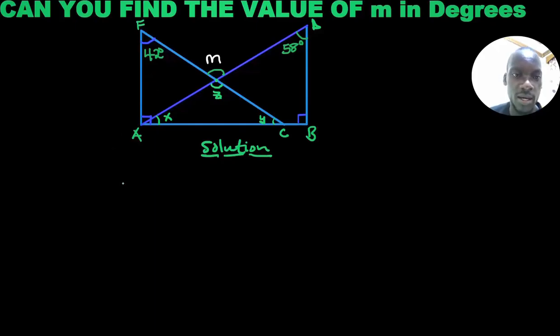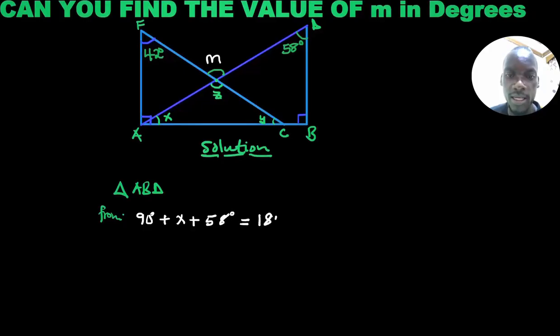For example, if I consider triangle ABD, so angle ABD is this. I can see that this angle is 58, this one is 90, and I can get the angle X. From this criteria, 90 degrees plus X plus 58 degrees must give a total of 180 degrees since it is a triangle. So from here I can first get the value of X. If I sum up 90 and 58, I get 148 degrees plus X equals 180 degrees.